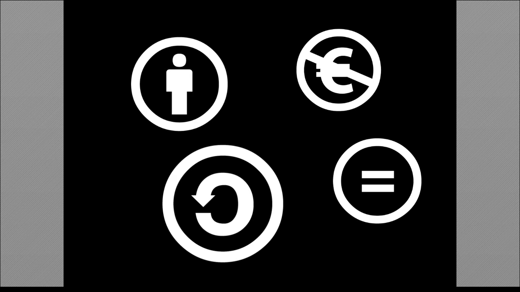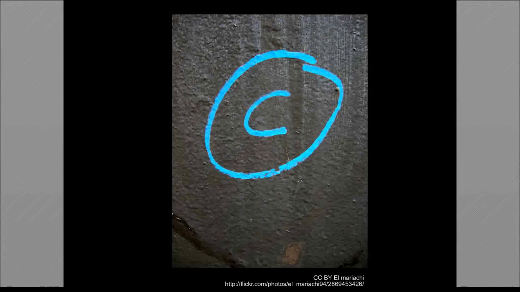And of course, we talk about copyright, because one of the things that I think is the most important is that Creative Commons licenses are based on copyright. Without copyright, there would be no need for licensing, as I will show you in a moment.